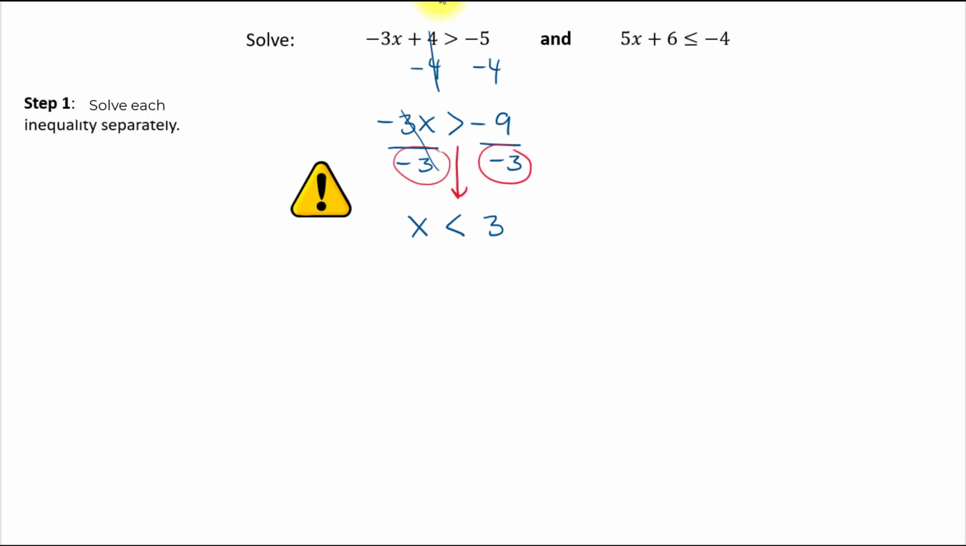To get x by itself in the second inequality, I'll start by subtracting 6 from each side. I'll get 5x is less than or equal to negative 10. And I'm dividing by 5 on the left and on the right.